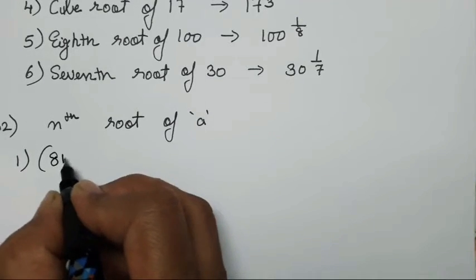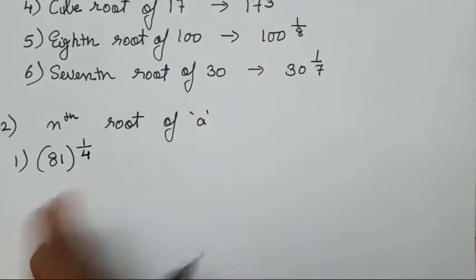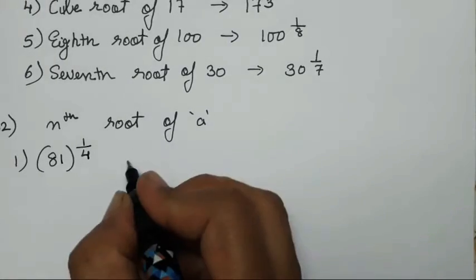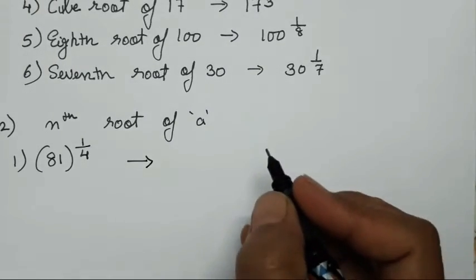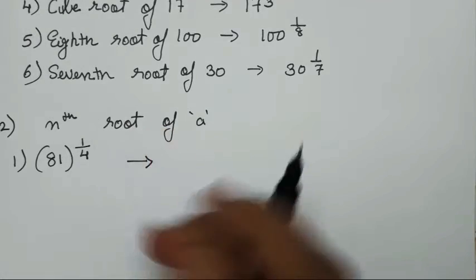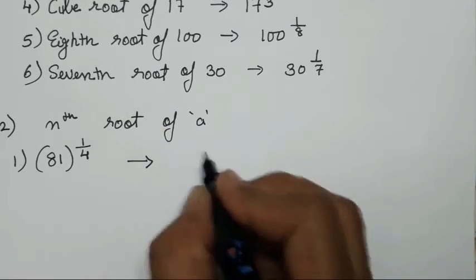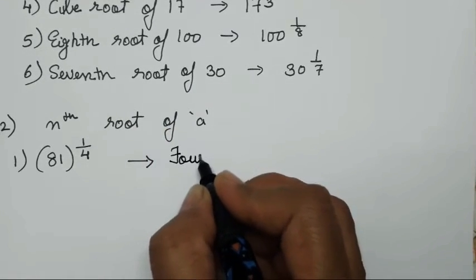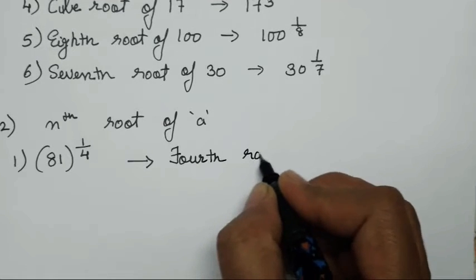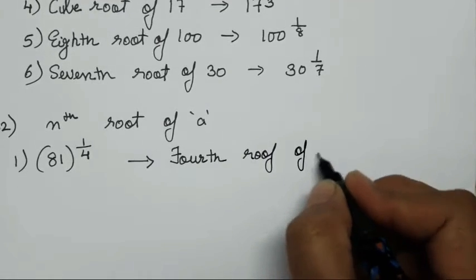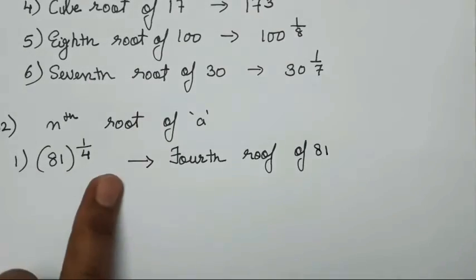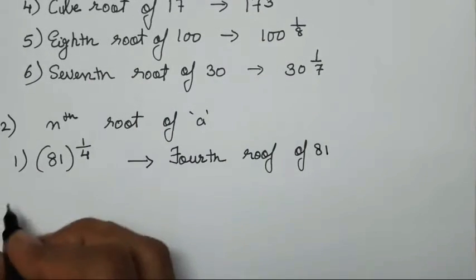The first one is 81, 1 upon 4. So the index form has been given, you all have to write it in the form of this. Okay, so how are you going to write it? 4. So fourth root of 81. Just the ulta of the first question you all have to write.